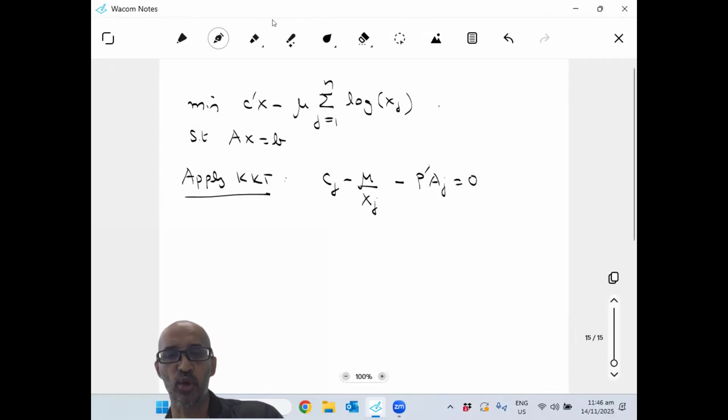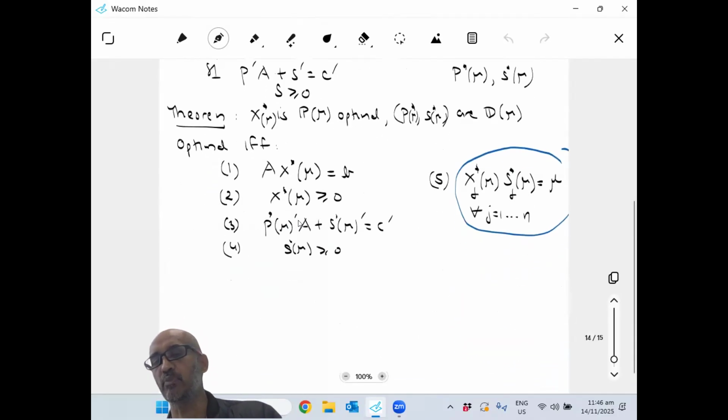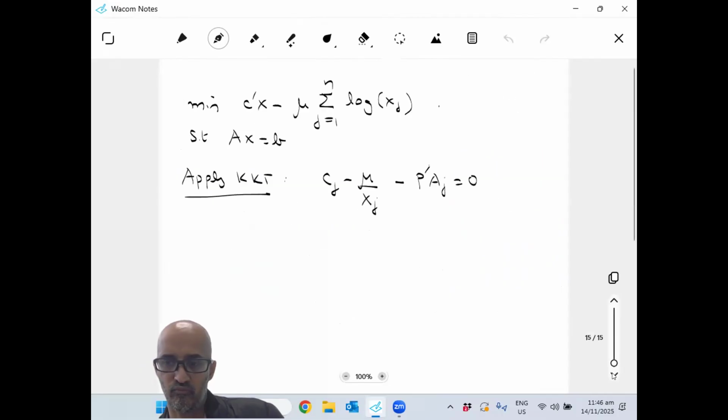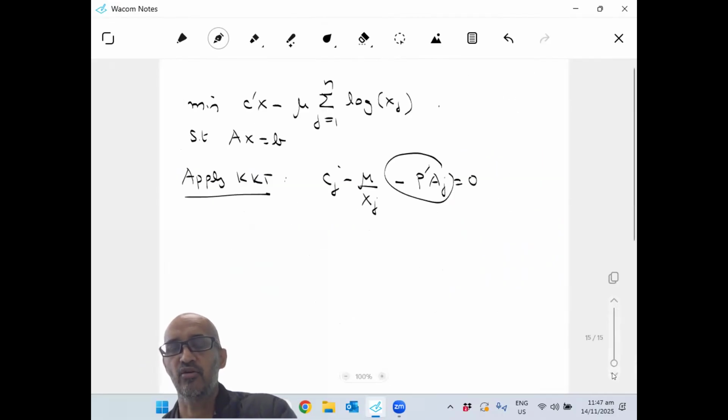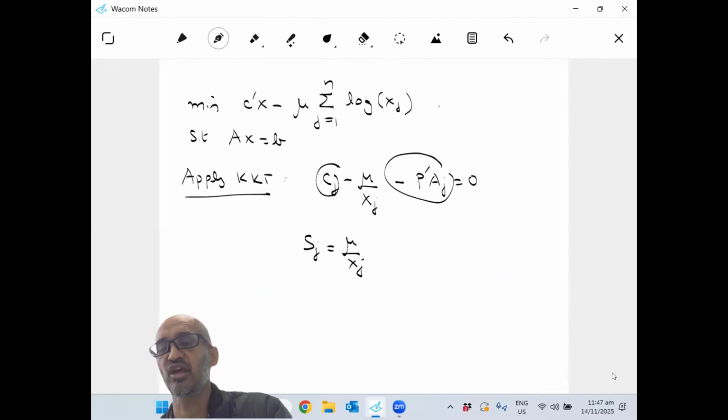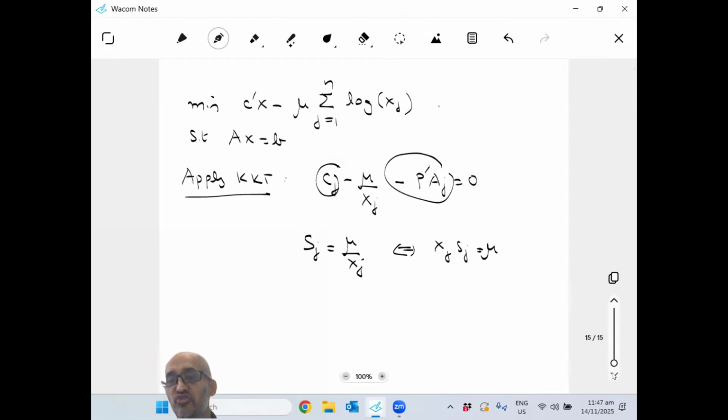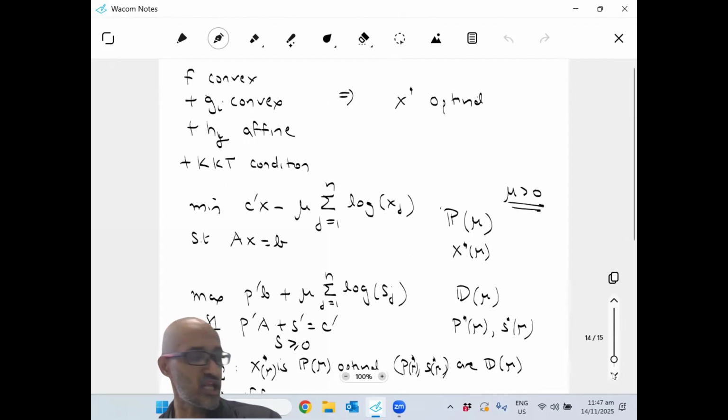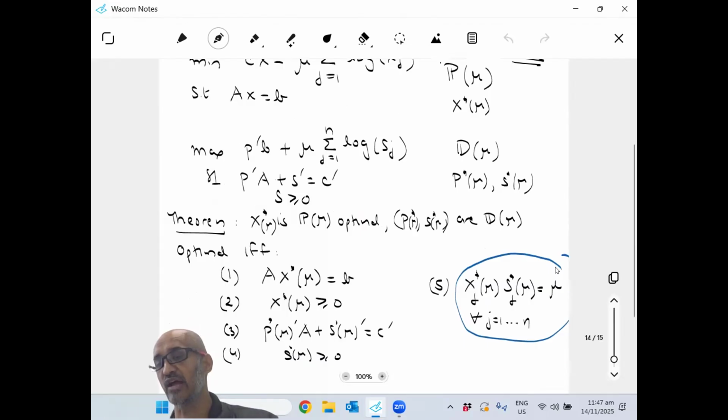But look at dual feasibility. Dual feasibility is p transpose A plus s transpose is equal to c transpose. So from p transpose A and c transpose, this gives you s transpose. Basically you get a condition saying Sj equal to mu by Xj, which is the same as saying Xj Sj is equal to mu. From this dual feasibility, the only difference you need to worry about is that complementary slackness becomes a product of two numbers being equal to mu.